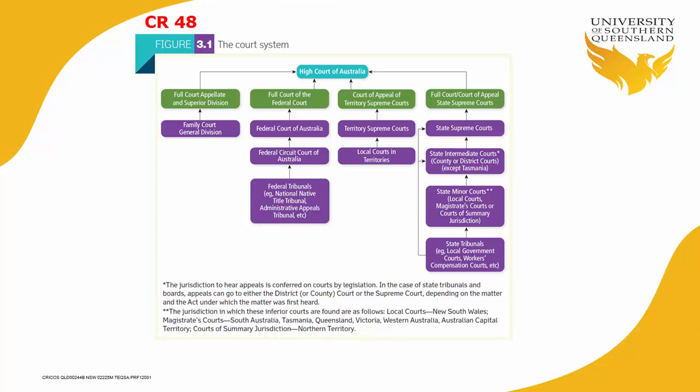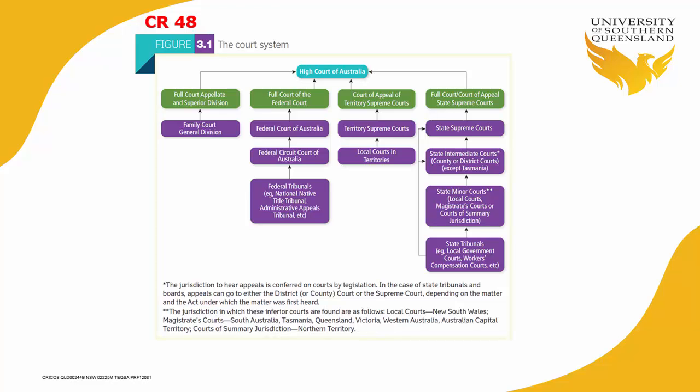So you have a state tribunal that you can then appeal from to state minor courts, such as magistrate courts or local courts or district courts, magistrate courts or courts of summary jurisdiction. And from there you can appeal to the state intermediate courts, for example district courts. And from there you can also appeal to the state supreme courts, and then from there to the full court of appeal, state supreme courts, and finally to the High Court of Australia.